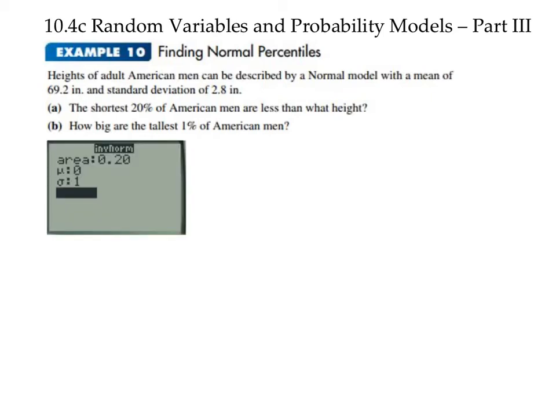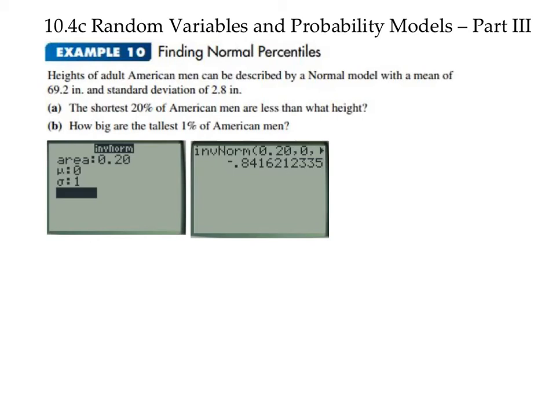I've called up the inv norm function, and I've put in for area 0.20, which corresponds to 20%. Let's see when I hit enter what the result is. It tells me the result is negative 0.84 and so on, which means 0.84 standard deviations to the left of the mean. Now, since z is x minus mu over sigma, where z is the z-score, x is the value that we're interested in, mu is the mean, and sigma is the standard deviation, we can solve this for x. So the number on my calculator screen, negative 0.84162, that is the z-score.